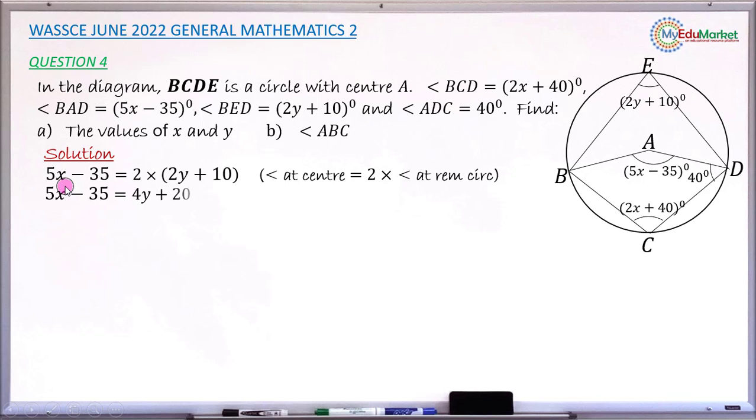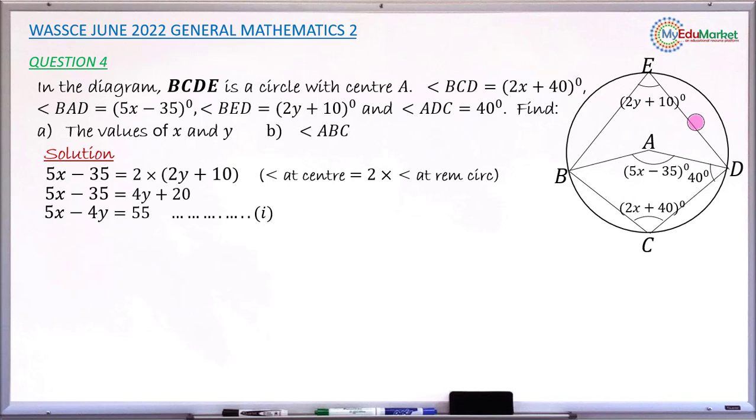So copying the left hand side, I will now have 5x minus 35 equals 2 times y, which gives you 4y, and 2 times 10 gives you 20. Taking minus 35 to the right and 4y to the left, you now have 5x minus 4y equals 55. And you now call this equation 1. So this is one of the equations. So let's go back to the drawing, and get another equation.